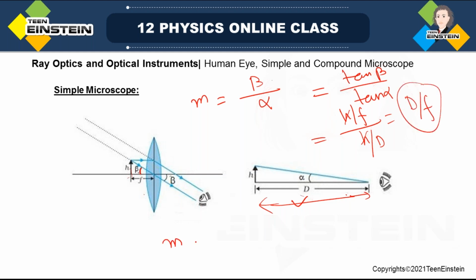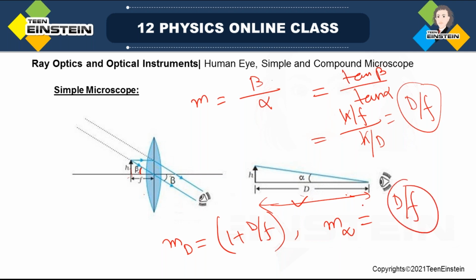So in the previous case, what was the magnification? That was 1 plus d by f. Now, when the image is formed at infinity, the magnification is d by f. When the image is formed at d, the magnification will be more. So this one factor is missing for the image at infinity. So this is d by f alone. Okay, all right.